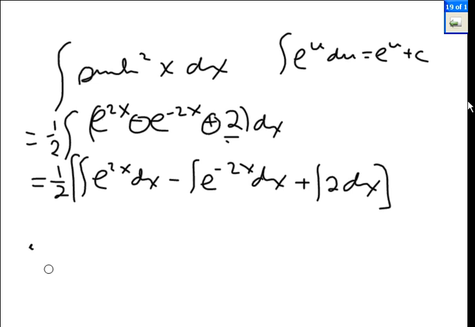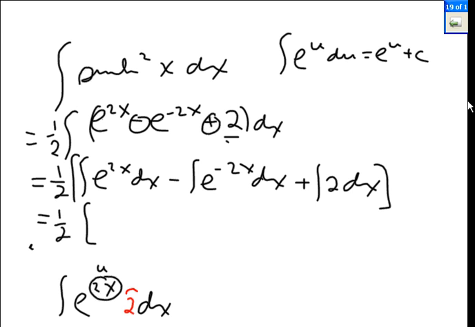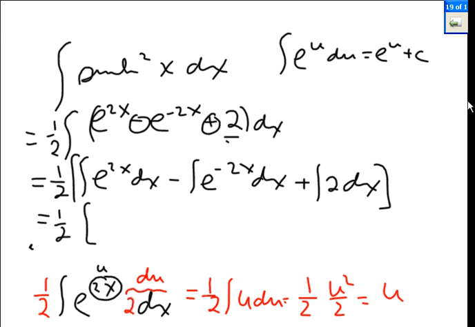Let's do each one. Let's do them on the side. So here's my half. The first integral, e to the 2x. Well, if I call that u, then du would be 2 dx. That's du. So I have to bring out a half. So I'm in the form 1/2 the integral of u du. But that's an easy one. Integral of u du is u squared over 2. That is, I'm going to have u squared over 4.